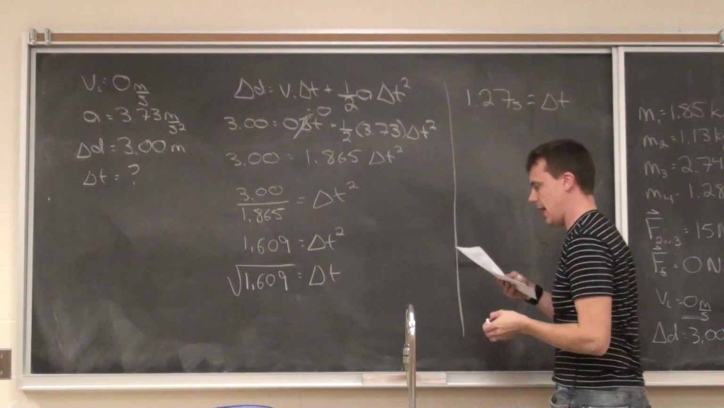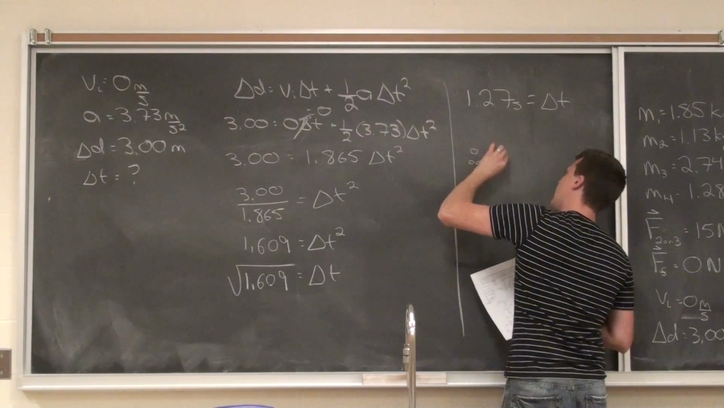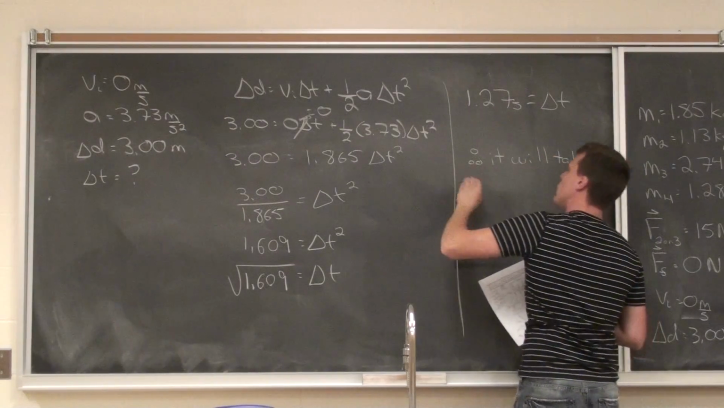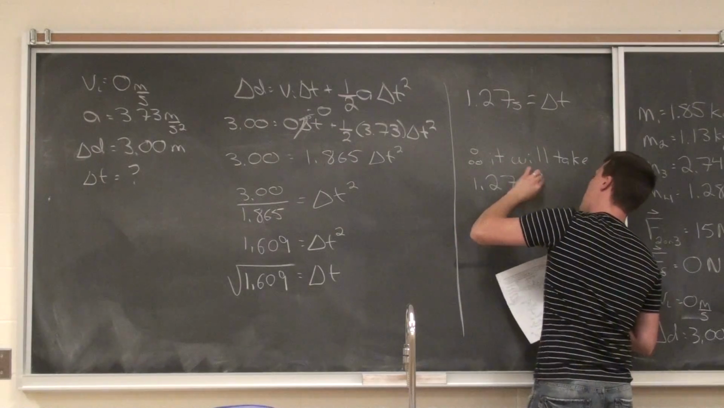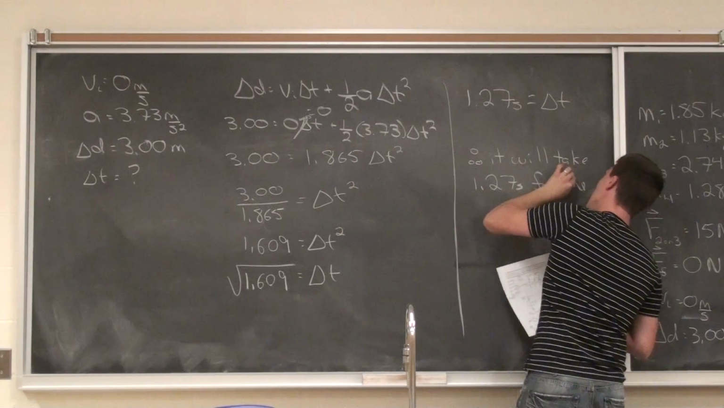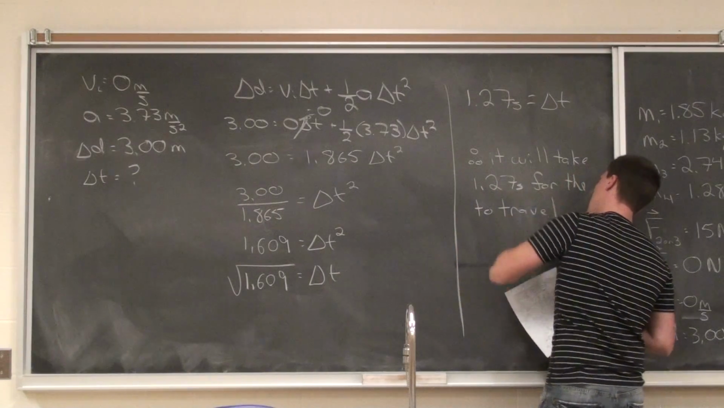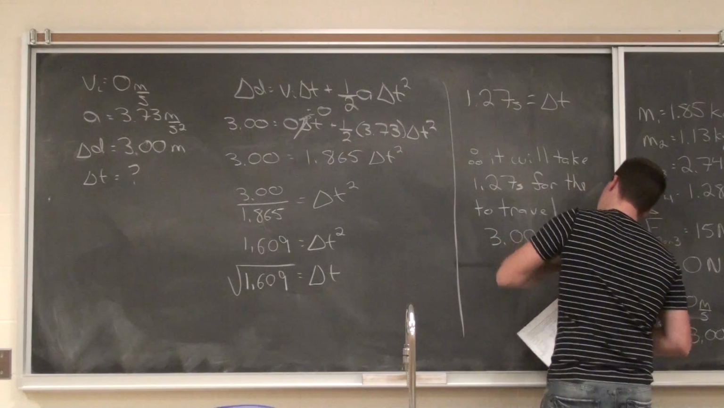And I could write a little statement. Therefore, it will take 1.27 seconds for the train to travel 3 meters.